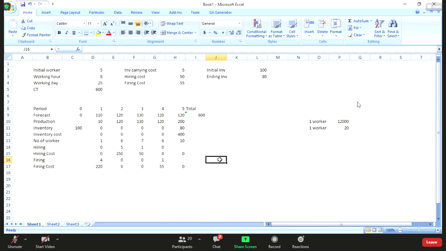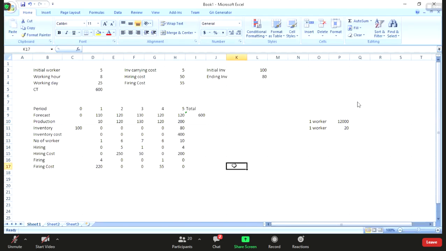Okay, and now we have only 6 workers, but in period 5 we need 10 workers. It means that we need to hire how many workers? 4 workers, like that. And we have no firing. Okay, now we can prove.